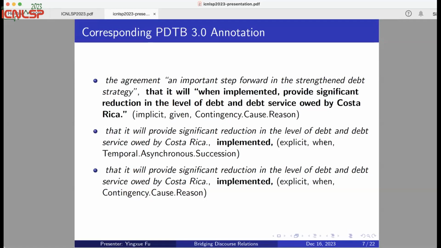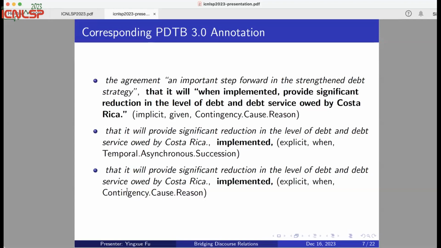The first one is "when." The connective is "when," and in this case it signals a temporal relation, and because of the presence of this connective, this is an explicit relation. Another relation you can infer is still explicit, and the same arguments are connected, but this time it is a contingency relation. Even though the two texts are the same, different relations can be inferred for them.